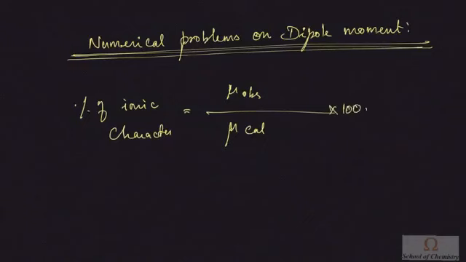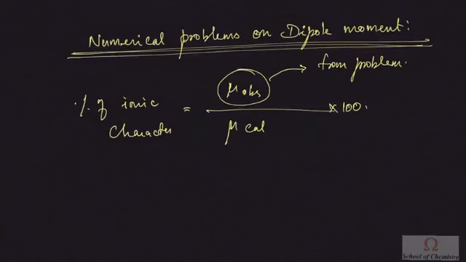What is this mu observed? It is experimental data which will always be given in the problem. This data will surely be furnished in the problem. Now this is what we need to find out. We need to calculate the mu theoretical value.